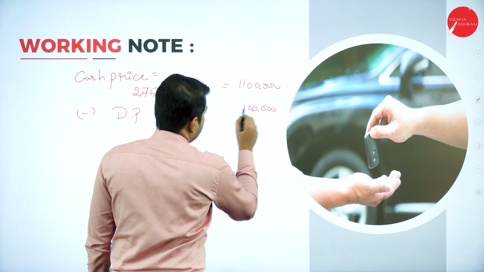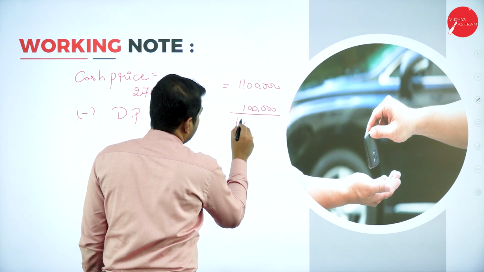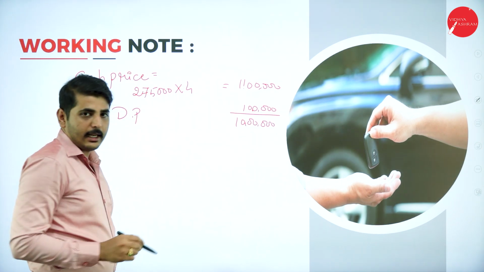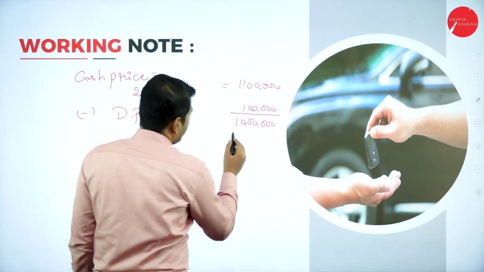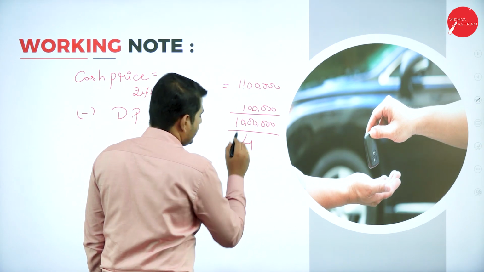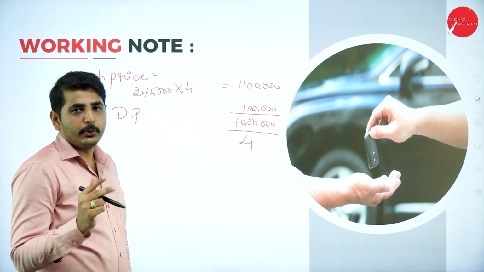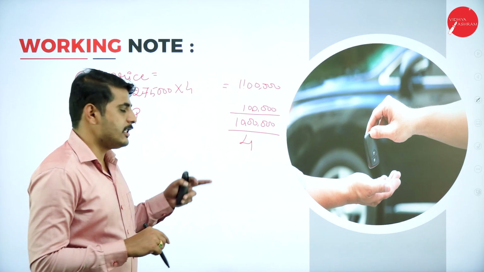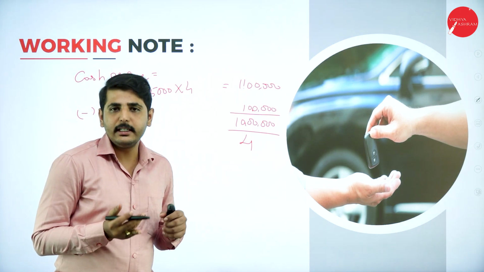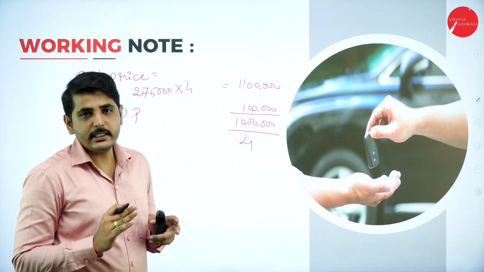1 lakh is the down payment. Deduct it, it will become 10 lakh. So 10 lakh, how many installments? 4 equal installments. There are 2 types while calculating the installment. One is the interest inclusive method. Another one is the interest exclusive method.